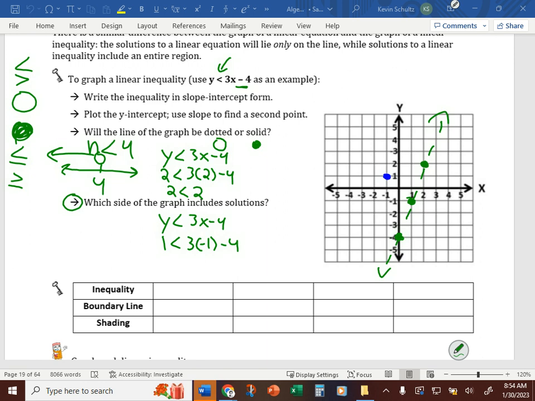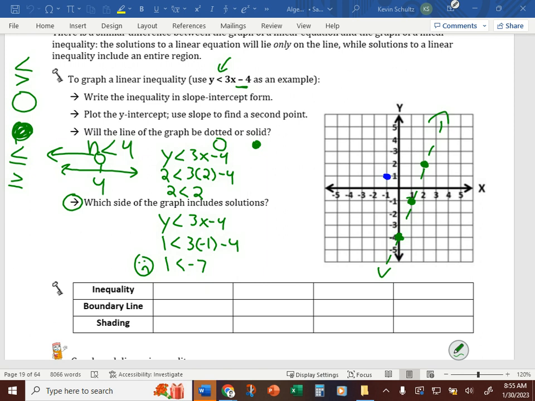1 is less than negative 3 minus 4, which is negative 7. Is 1 less than negative 7? This is not true. That means that negative 1, 1 is not a solution. Do we need to continue to test ordered pairs until we find one that is a solution?